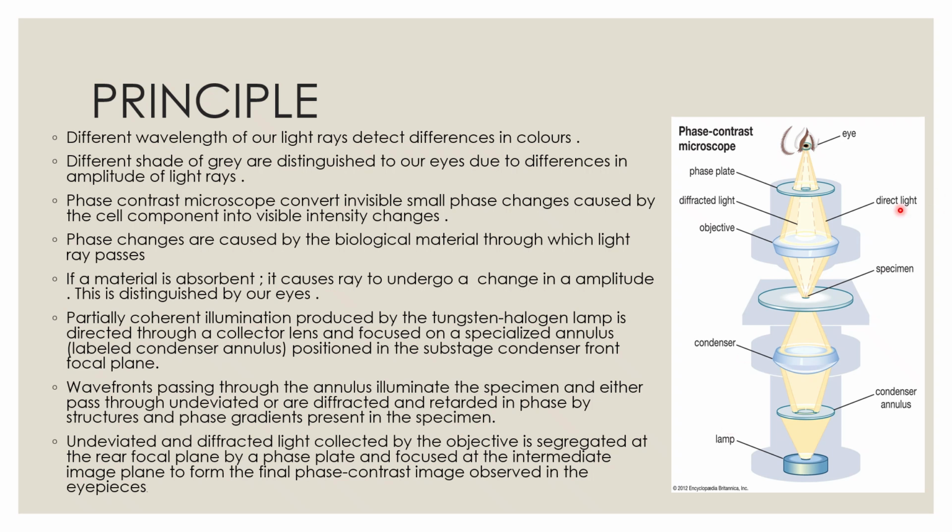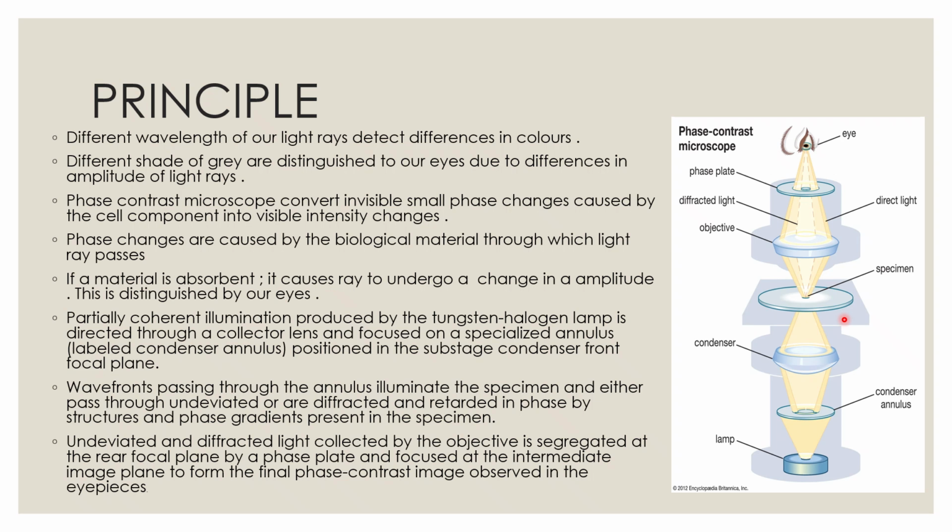Whereas this diffracted light is the one which passes through the specimen, which interferes with the organelles and all those things, and as a result it is getting scattered. Once it moves through the specimen, you can find both diffracted light and undeviated light. This diffracted light spreads out in various directions as it passes through the specimen.